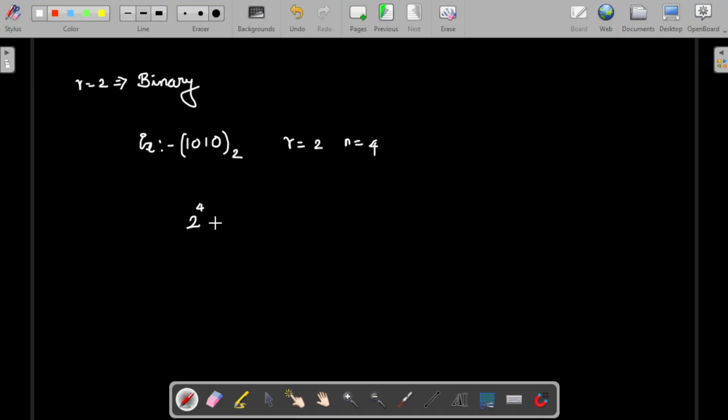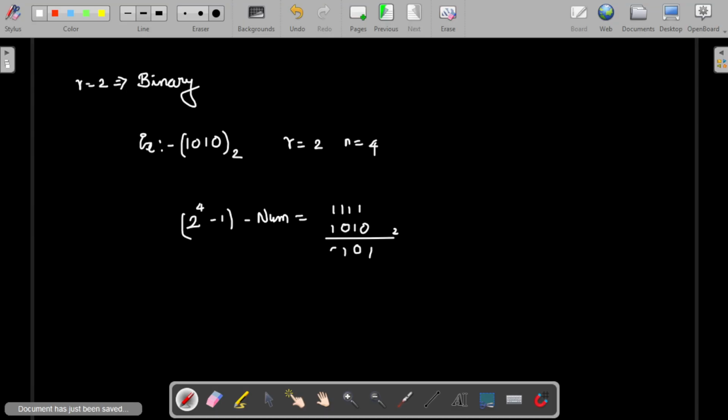So that's why we first find the R minus 1's complement and then add 1 to it, so that we get R's complement. This is how we will be doing it. So 2 power 4 minus 1 is 15. 15 can be represented in binary by 1111. So we need to subtract 1010 from this. If we subtract, it will be 0, 1, 0, 1. Now if we need to find R's complement, which is nothing but 2's complement here.